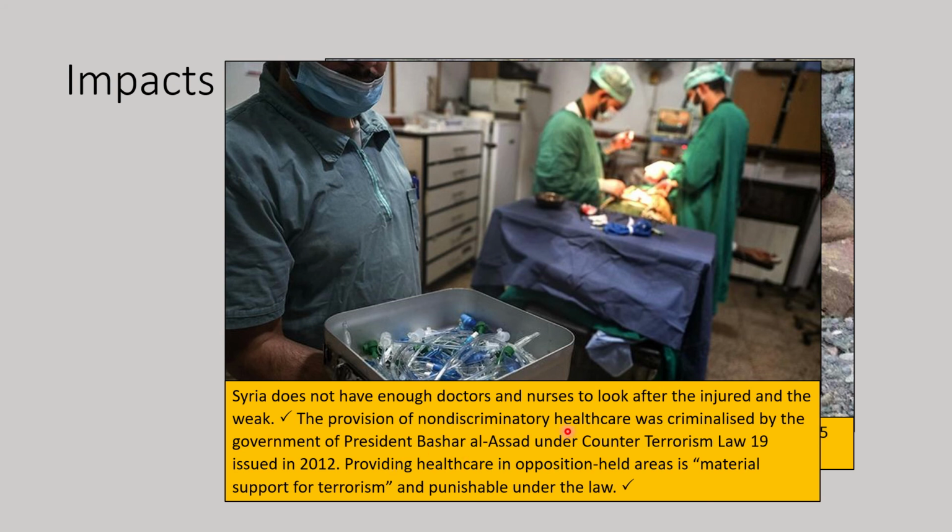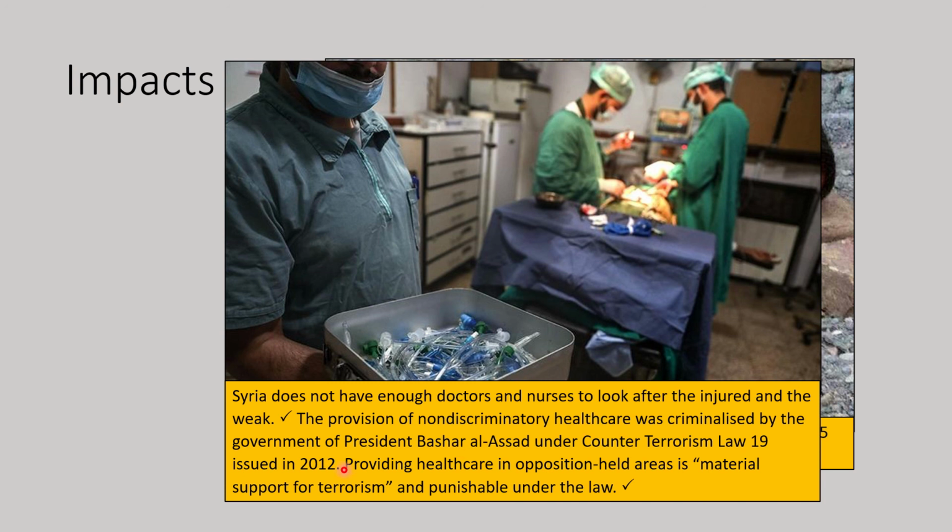The non-discriminatory healthcare. Non-discriminatory healthcare is basically when it doesn't matter whose side you're on, if you turn up to the hospital they will treat you, because that's what doctors do. They don't judge you for who you are or what you've done. They just repair you. So the provision of non-discriminatory healthcare was criminalized by the government of President Bashar al-Assad under the Counter-Terrorism Law 19. That would be the case study you probably want to take a note of.